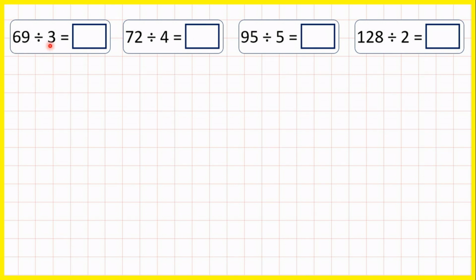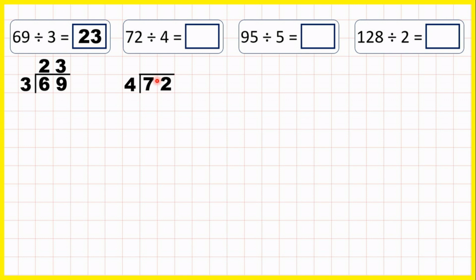69 divided by 3. So we can set this out as a short division. And we start, if we can, by dividing the first digit by 3. So dividing the first digit by the divisor. Now 6 divided by 3 is exactly 2. And that's because 2 times 3 is 6. So we don't have a remainder, and we can move straight on to the next digit. 9 divided by 3 is exactly 3, and that's because 3 times 3 is 9. So our answer is 23.